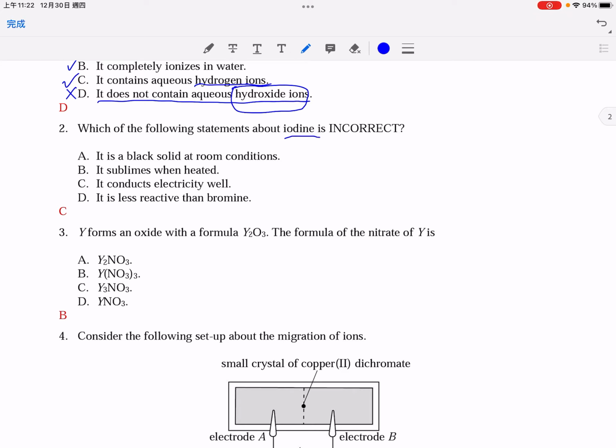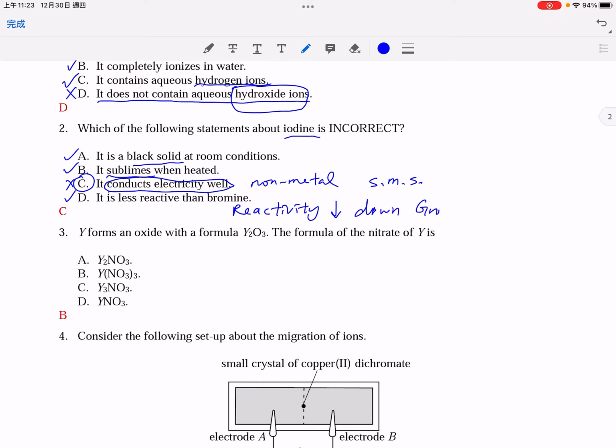Iodine is of course a black solid and it sublimes when heated. However, iodine does not conduct electricity as it is a non-metal with a simple molecular structure. So C is the answer. D is a correct statement because the reactivity of group 7 elements decreases down the group. Question number 3.